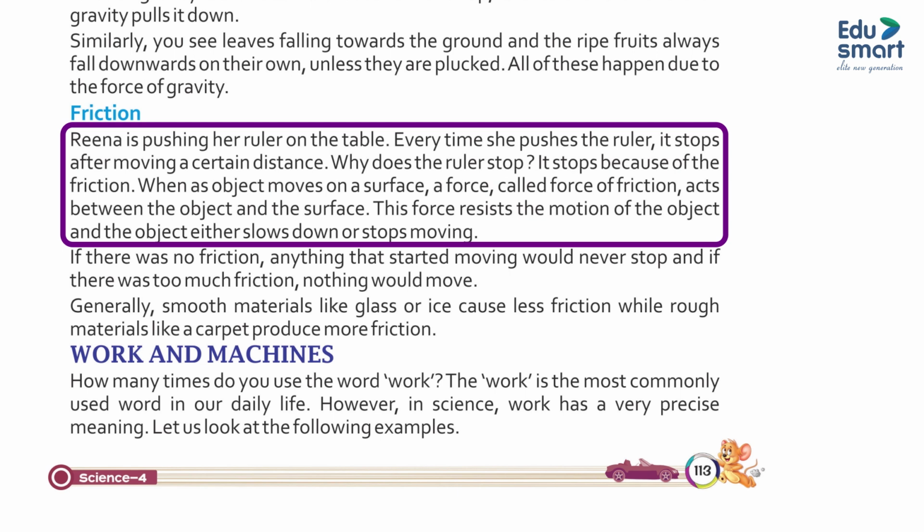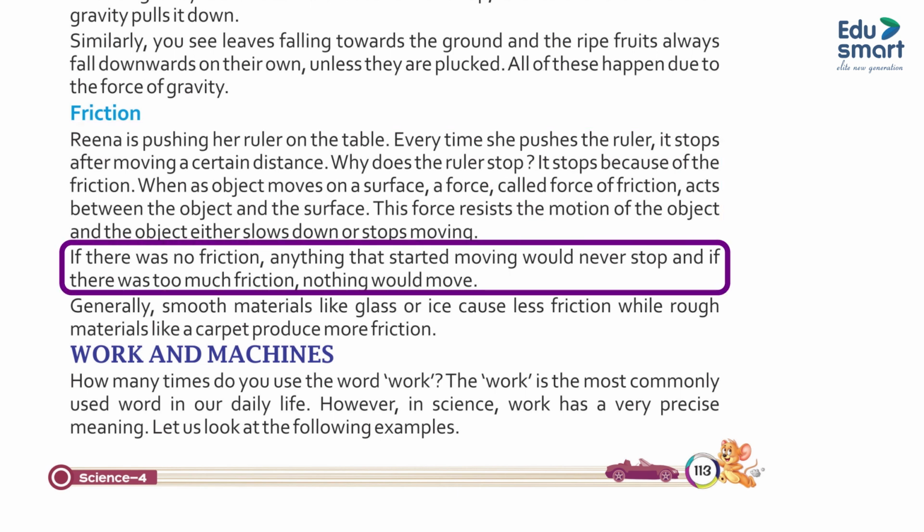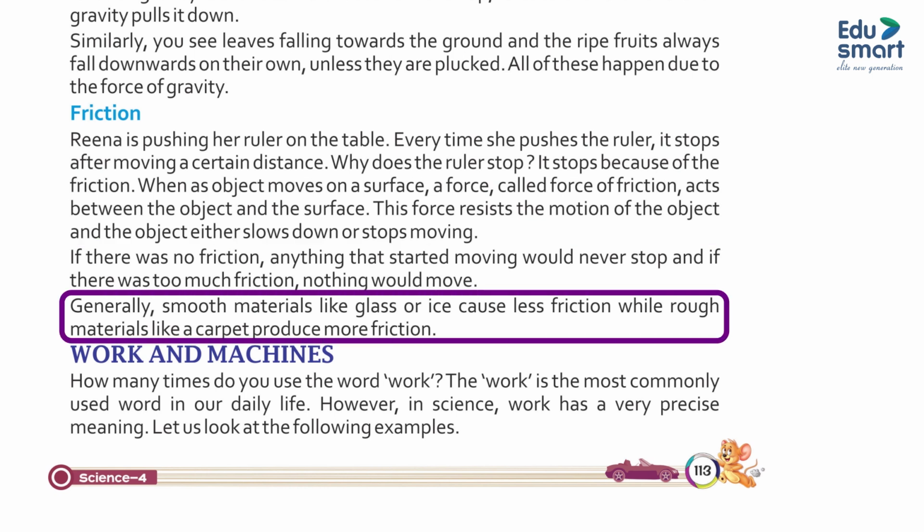When an object moves on a surface, a force called force of friction acts between the object and the surface. This force resists the motion of the object, and the object either slows down or stops moving. If there was no friction, anything that started moving would never stop, and if there was too much friction, nothing would move. Generally, smooth materials like glass or ice cause less friction, while rough materials like a carpet produce more friction.